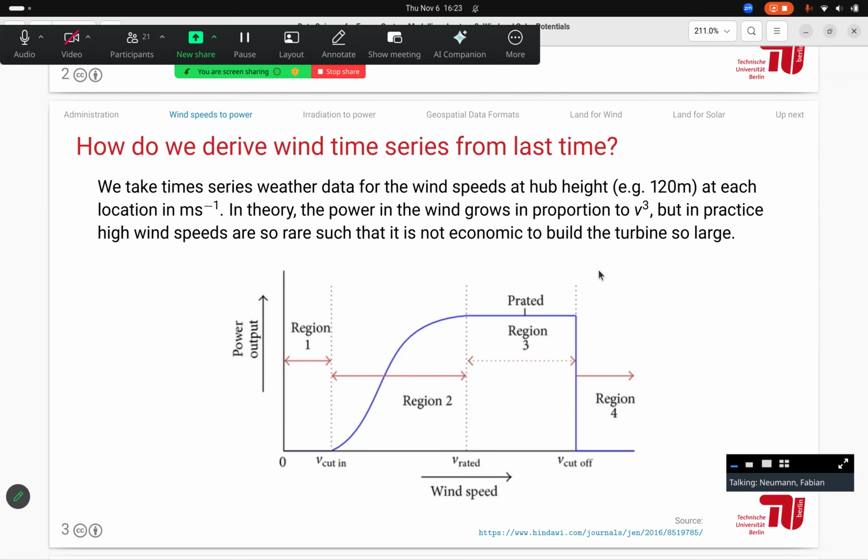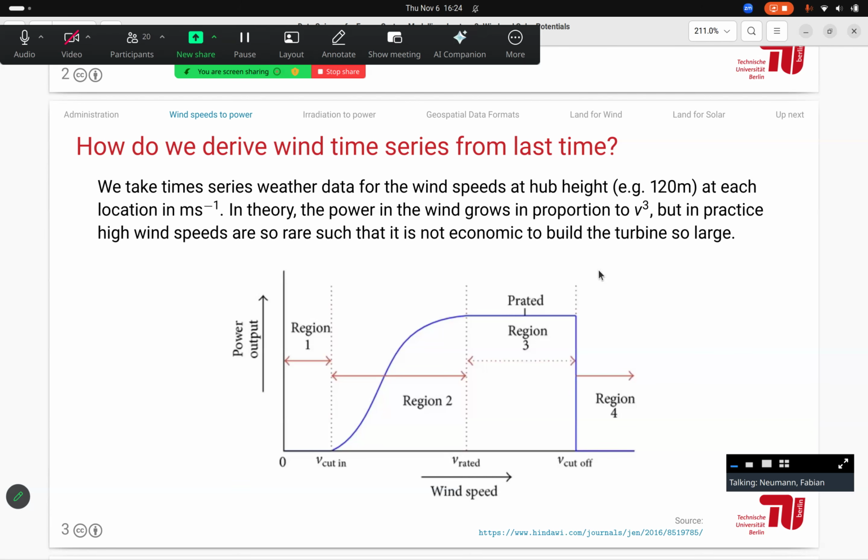And one thing that helps you there, and I'm not sure if you've seen that in maybe other courses, is this so-called power curve of a wind turbine. This is something that in many cases the wind turbine manufacturers will publish on their project sheet. For example, Vestas wants to sell a certain type of wind turbine, and they let potential customers know, okay, this is how it will perform. And this is a mapping of the wind speeds to the power output.